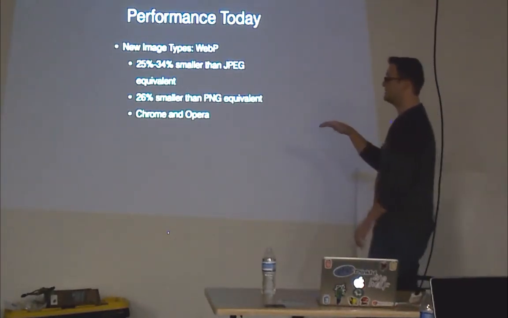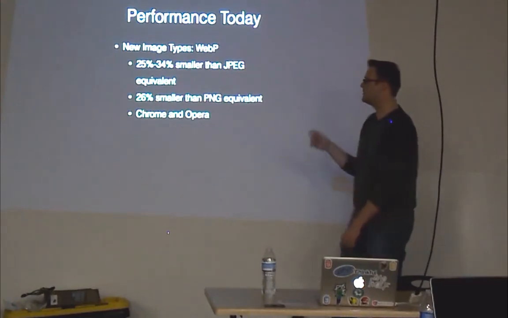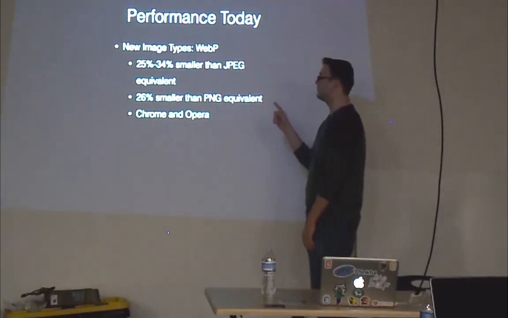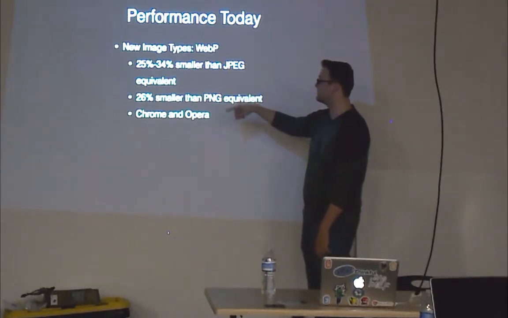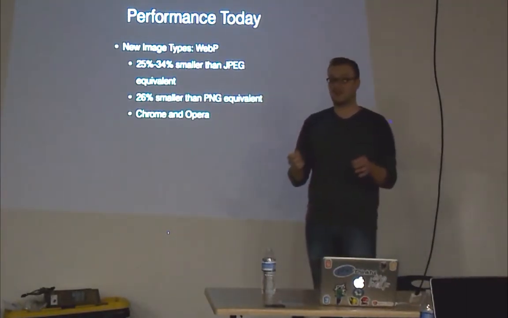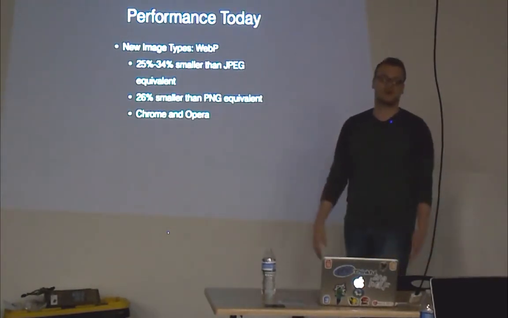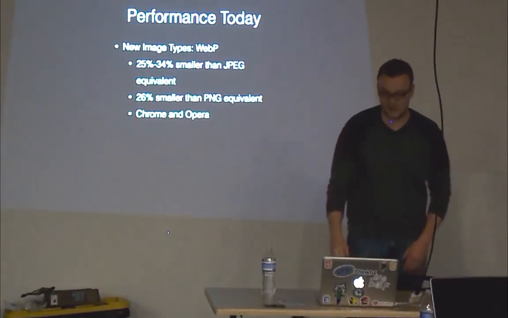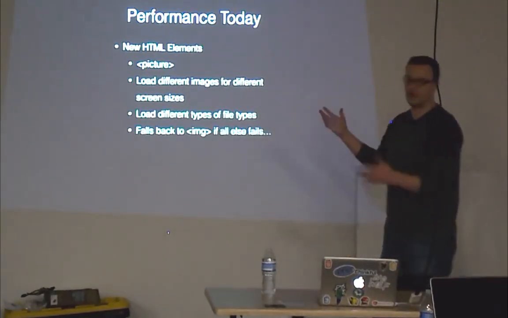Looking at image types, Google released WebP, which is a new image type, and it's 25 to 34 times smaller than the JPEG equivalent, 26 times smaller, or 26% smaller than the PNG equivalent. The only bad thing is it only runs on Chrome and Opera. And you're like, well, what would I use it for then if it's only going to work on 2 different browsers? And that's where we get the help of the picture element.